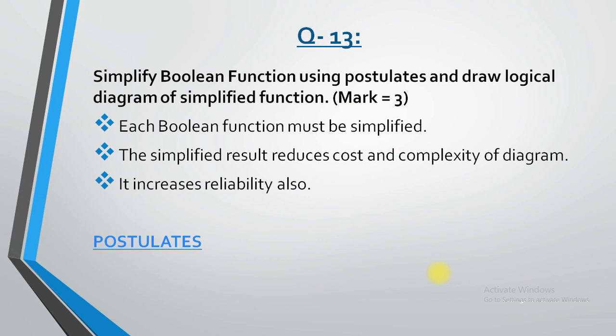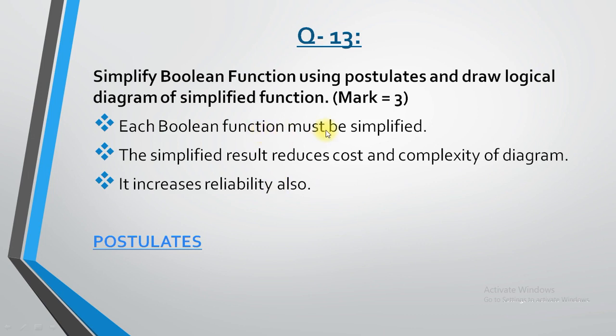The question is: simplify the Boolean function using postulates and draw the logical diagram of the simplified function. So first of all you need to simplify the Boolean function using postulates, and after simplification you need to draw the logical circuit or logical diagram. Let me read out these 3 points, then I will repeat the postulates once again, and then we'll start with the function. So each Boolean function must be simplified.